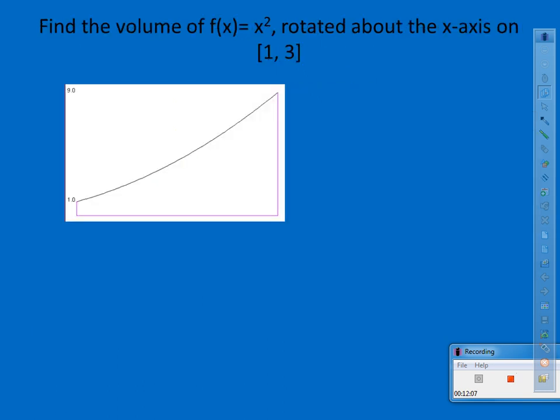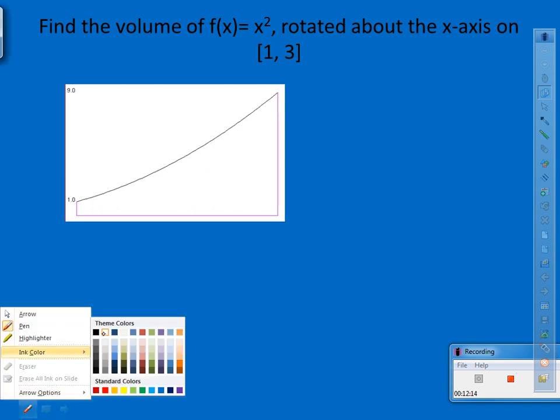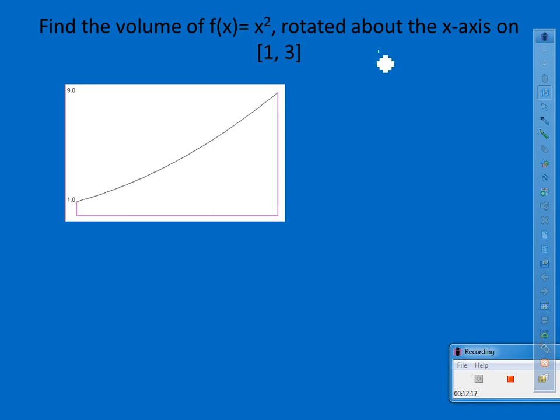This one is your number 3. Your graph and my graphs are going to look different, because what I did is I took my calculator and I spread it out so you could see it better. So really, here's what your graph would look like. You have y equals x squared, and we're going to go from 1 to 3. So here's the area that I'm spinning about the x-axis.